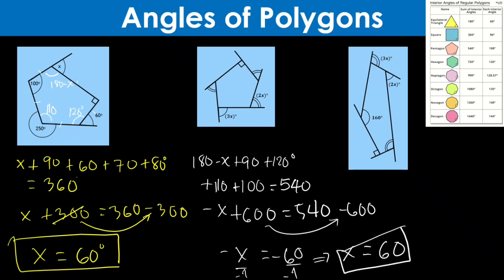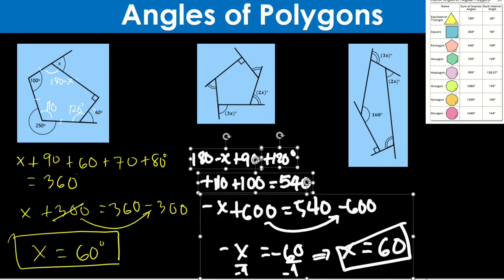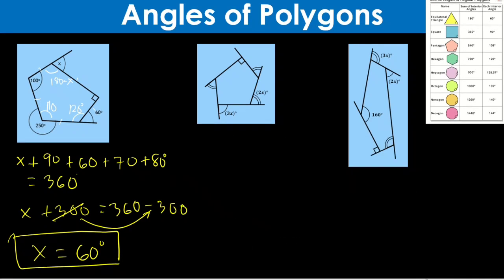So they have the same answer using the interior method, sum of interior angles, or the exterior method, sum of the exterior angles. Alright, let's move now to this question here. We'll use the exterior. It's easier to use the exterior here.